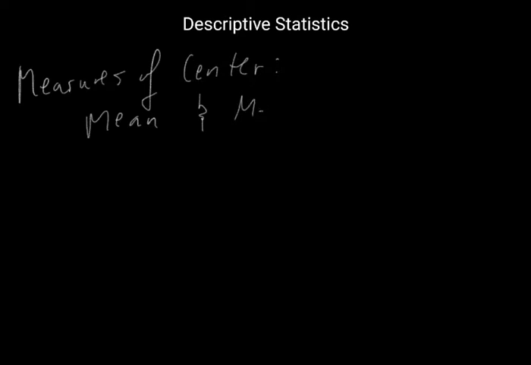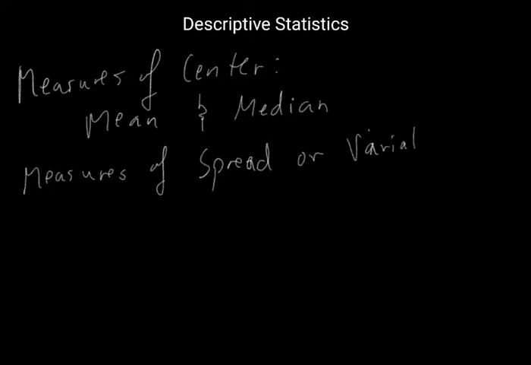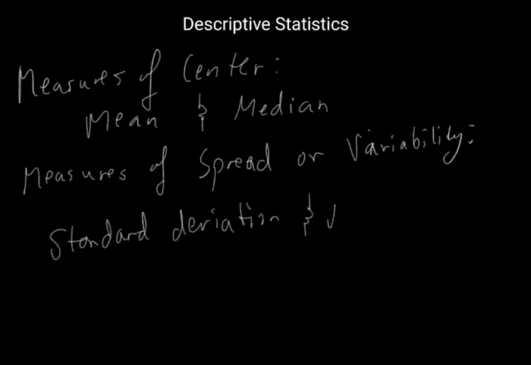In this video, we'll be discussing descriptive statistics. Descriptive statistics are values used to summarize a data set. The two main groups of descriptive statistics are measures of center, which include the mean and median, and measures of spread or variability, which include the standard deviation and the median absolute deviation, or the MAD.